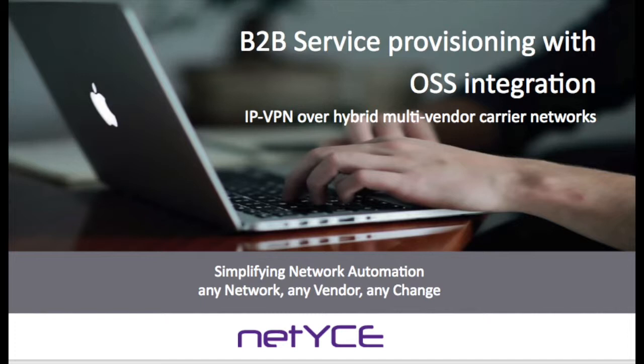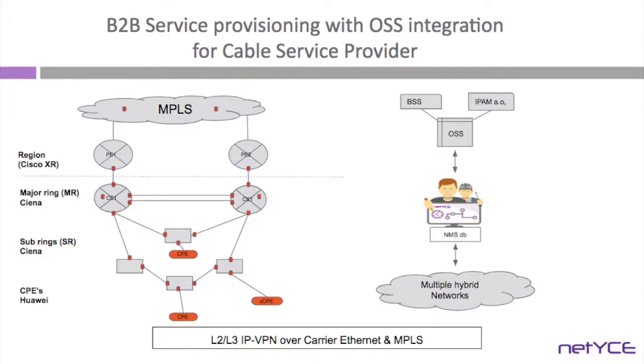We're going to demonstrate how we automated the provisioning of B2B services across a hybrid network infrastructure for a large cable service provider. It's a fairly complex thing to do normally because it involves a lot of manual steps. What we're going to show you is how we entirely automated that process. The system we're going to show you today retrieves the customer order from a third-party OSS or BSS system.